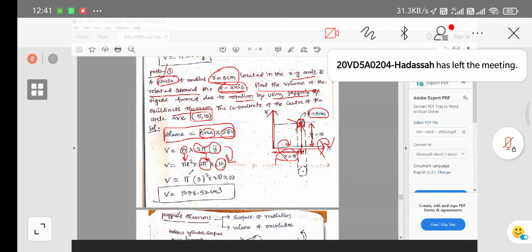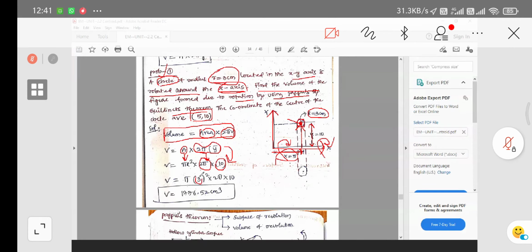So pi r square, where r is 3, times 2 pi times 10. All are known values, and the value of pi is 3.14. Put it in and you get the total volume of generation. If they have mentioned centimeters, we get the units in centimeters only, so the volume is in cubic centimeters. So the volume is 1776.52 centimeter cube.